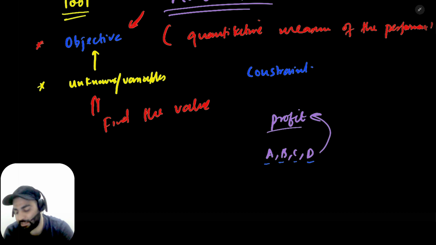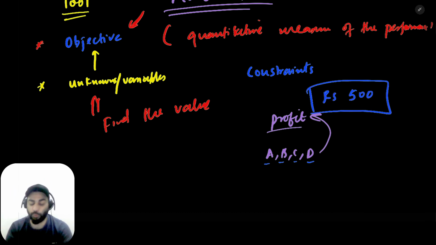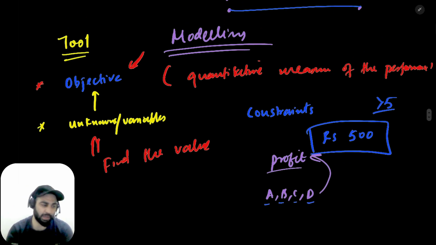So you also have some constraints. Let's suppose you want to maximize your profit, but your constraint is you only have 500 rupees. That's a constraint you're putting on it. Or you want to maximize your profit, but risk should not be greater than some number, let's suppose 5. So now you're putting additional constraints. So what is modeling? The process of identifying the objectives, the variables, and the constraints for a given problem is known as modeling.